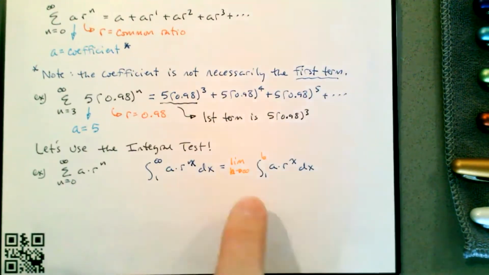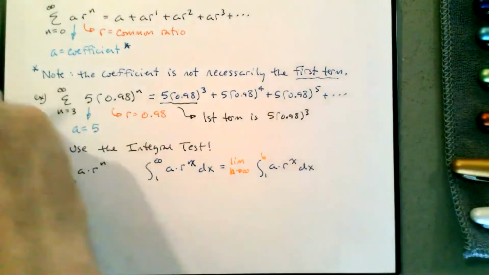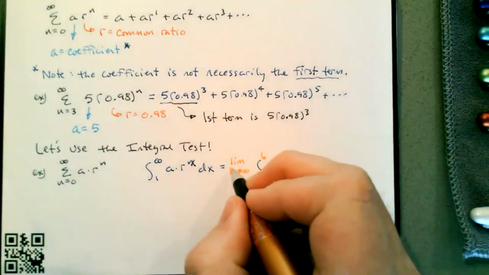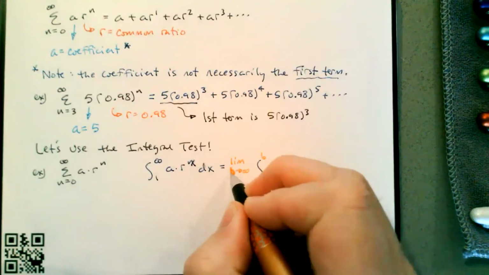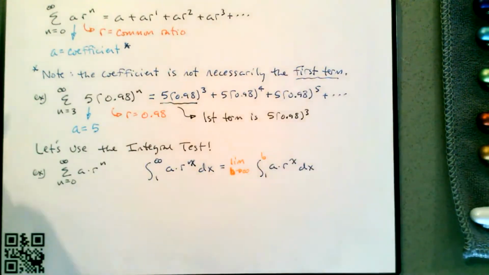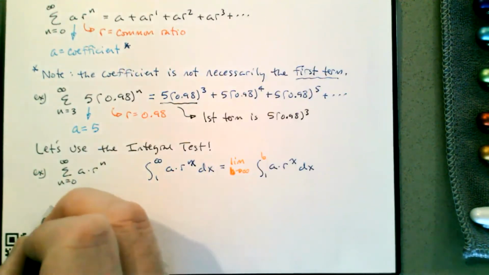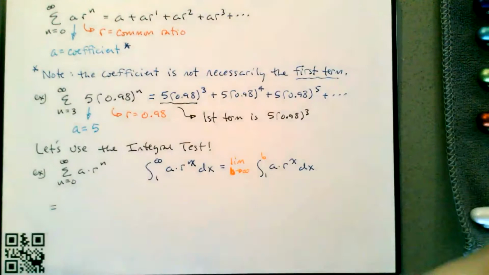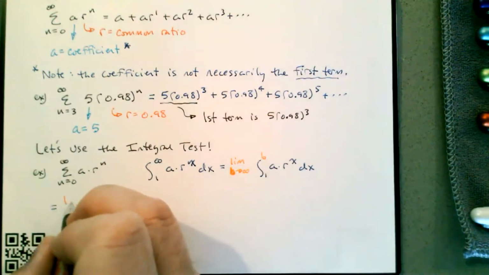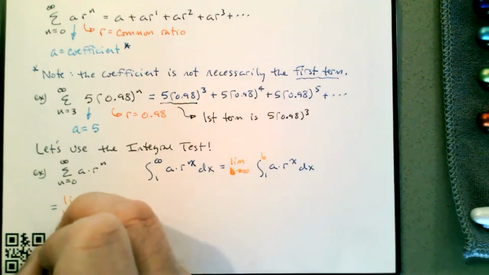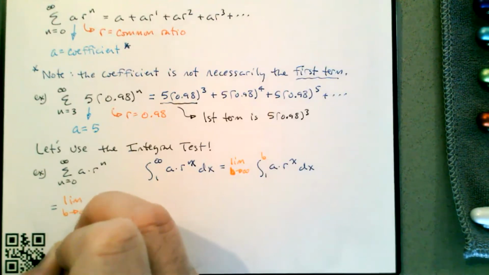We don't plug in infinity. This is how we plug in infinity. So the variable is the exponent, so we're integrating an exponential function. So we're still going to have the limit as b goes to infinity because we have not taken the limit yet. Nothing has gone to infinity yet. We're just finding an antiderivative.